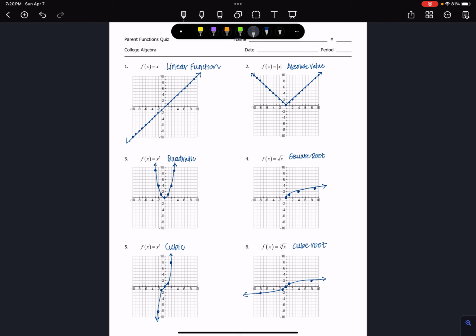In high school, there are a couple of things that need to be quick in your recall, and that would be exponentials and parent functions. So the better you know these, the easier it will be to work with these functions throughout the course.